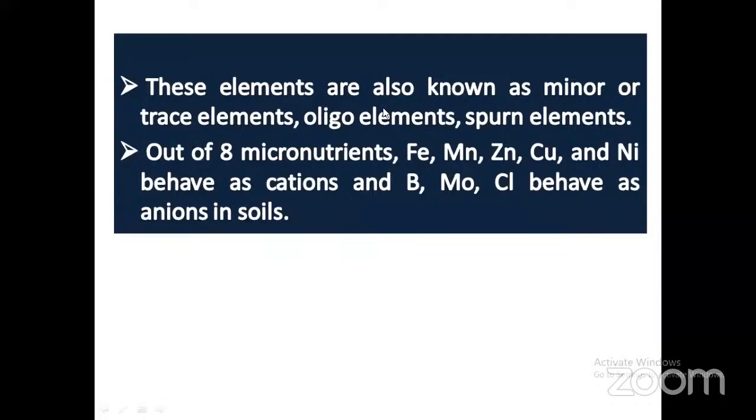Now, these are some of the other names of micronutrients that can be asked in objective questions. Micronutrients are also known as minor nutrients, trace elements, oligonutrients, oligoelements, or spurce elements. You should remember these names at least. Out of the 8 micronutrients, iron, manganese, zinc, copper, and nickel behave as cations, and boron, molybdenum, and chlorine behave as anions in the soil. The chemistry of micronutrient cations is different from that of micronutrient anions, so we will discuss them one by one and see how they behave differently.